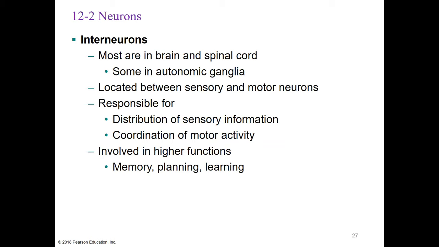Interneurons are in the brain and spinal cord mostly, and they're located between the sensory and motor neurons. Their job is to distribute sensory information and then coordinate motor activity. They're involved in higher functions like planning or memory or your ability to learn.